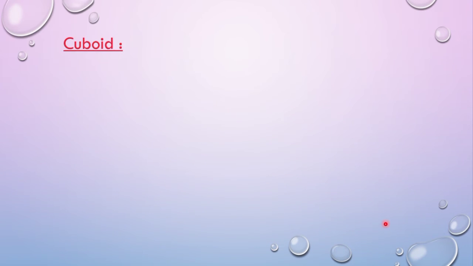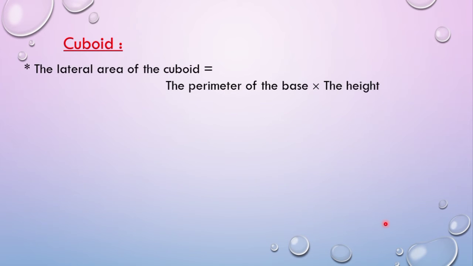The next, what about the cuboid? To get the lateral area of the cuboid, I will do what? Perimeter of base times height. The base is a rectangle, so the perimeter is length plus width times 2, times height. So I can put it in the magic triangle. Lateral area equals the perimeter of base times height. To get the height, I will make lateral area divided by perimeter of base. To get the perimeter of the base, I will make lateral area divided by height.